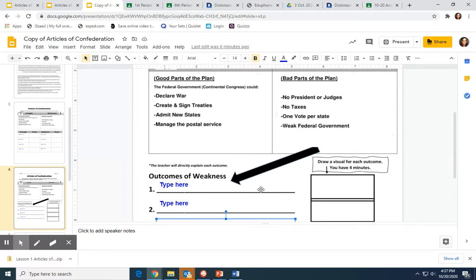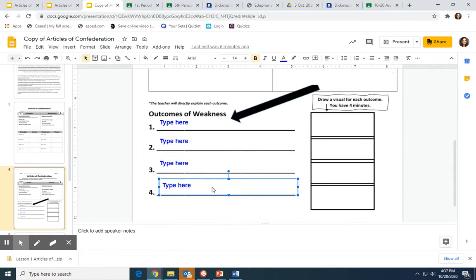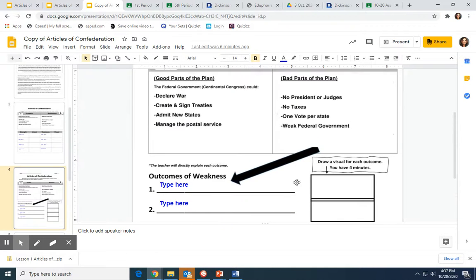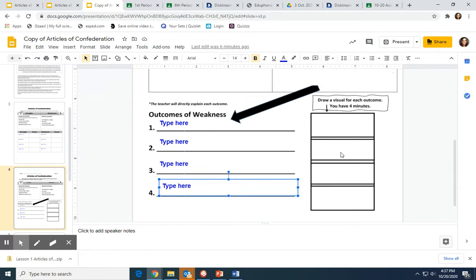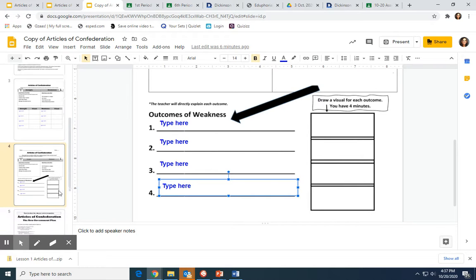And the last thing is weak federal government. People don't take the United States seriously. The United States is not taken seriously because the federal government's weak, and they're supposed to be the one in charge of everybody. And then you can find a visual that goes along with each of those.